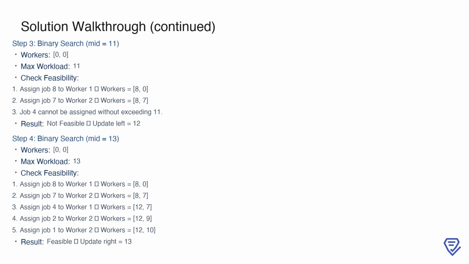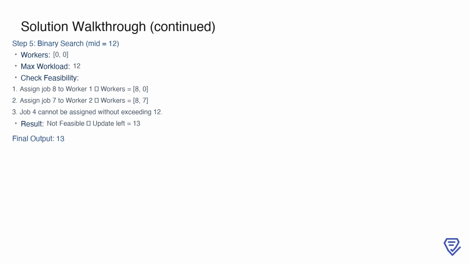The job with time 7 is assigned to worker 2, updating to 8, 7. The job with time 4 is then added to worker 1, yielding 12, 7. The job with time 2 is assigned to worker 2, making it 12, 9, and finally, the job with time 1 is also assigned to worker 2, resulting in 12, 10. As this allocation is feasible, we reduce the right bound to 13.